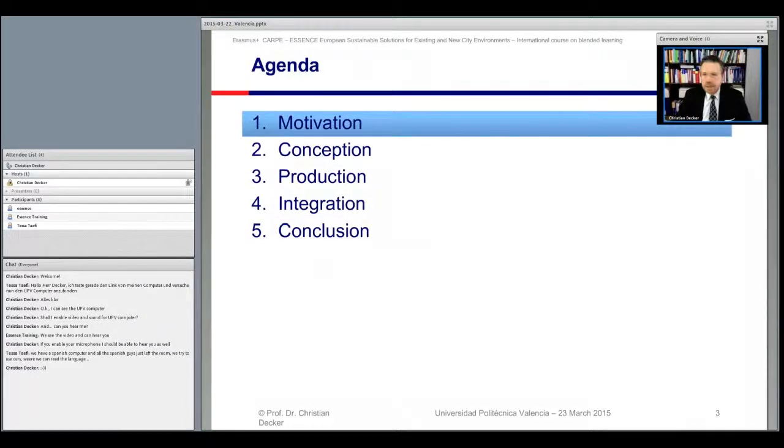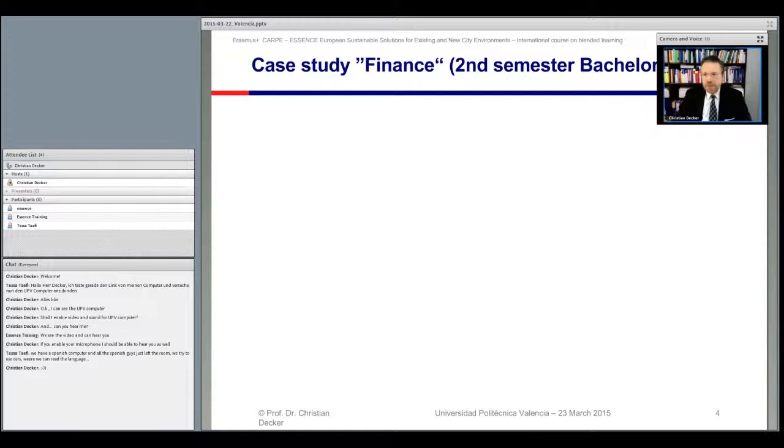So let's get started with the motivation. I want to talk a little bit about my motivation for turning or flipping my classrooms into blended learning classrooms or inverted classroom sessions. Okay, you may remember that I have entitled this presentation Case Study Finance. So if I say Case Study Finance, it's a lecture which is held in German.